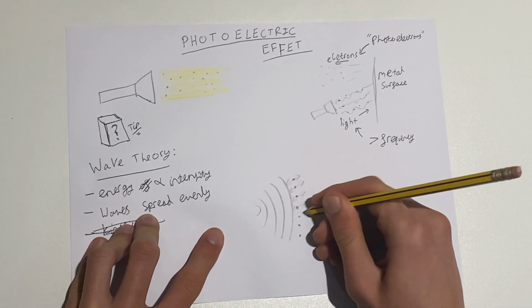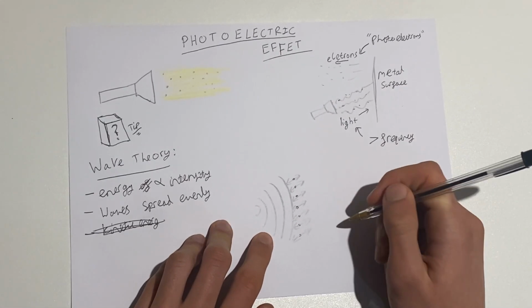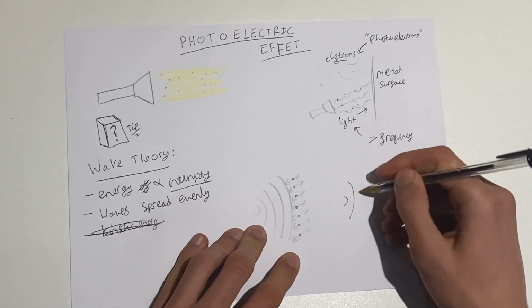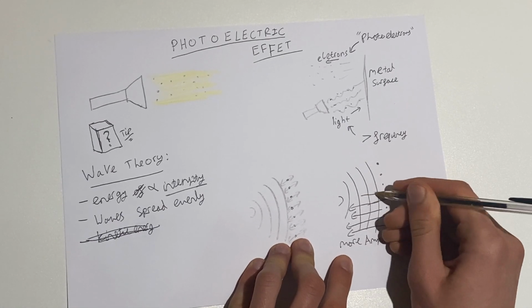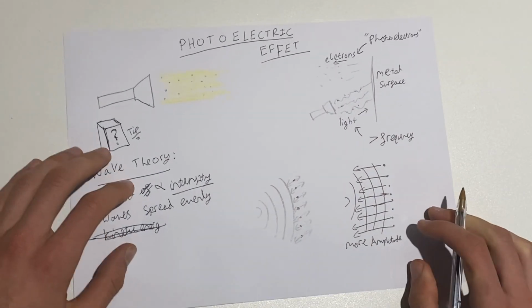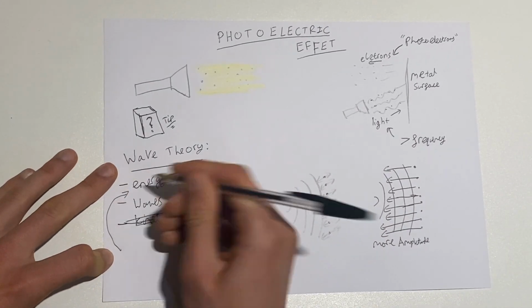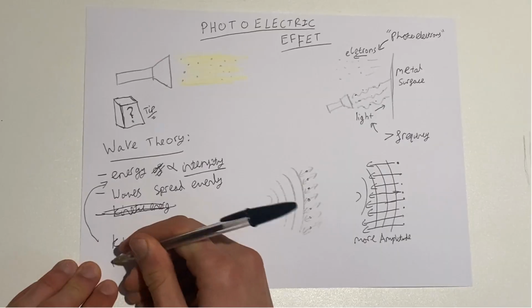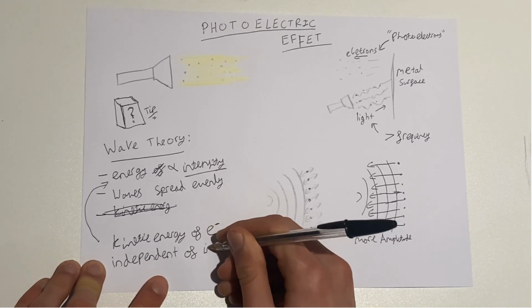This shows the energy. And if you were to increase the amplitude of the wave, so increase the intensity of the light, I'm drawing the waves thicker now, the electrons would have a high enough energy to leave the metal surface. However, what we see in the real photoelectric effect is that the kinetic energy of the electrons is independent of the intensity of light.